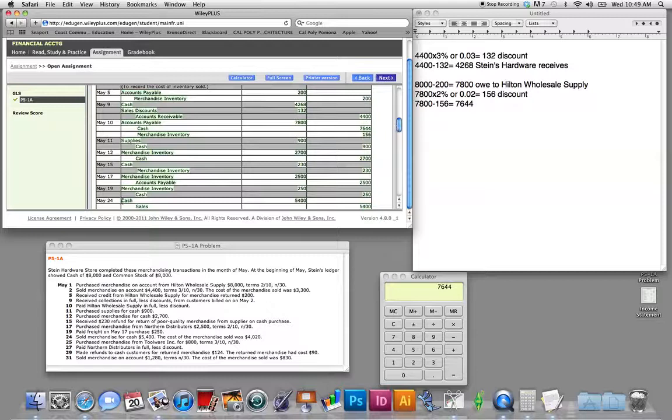So the first entry to record the sale would look like this. Our cash would be increasing or debiting by $5,400, and our sales would be increasing or crediting by $5,400.